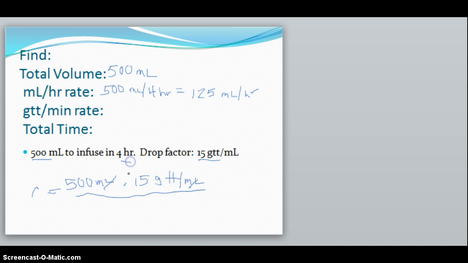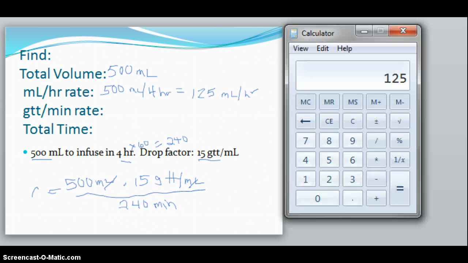Now we have the time is 4 hours, but we need to convert that to minutes. We do that by multiplying by 60. I can do that one in my head. 4 times 60 is 240, so in the denominator I put 240 minutes. Now I'm ready to go to my calculator. So I have 500 times 15 divided by 240 equals 31.25. Now because we actually count the drops, we need to round this to a whole number. And so I'm going to write my drop per minute rate as 31 drops per minute.